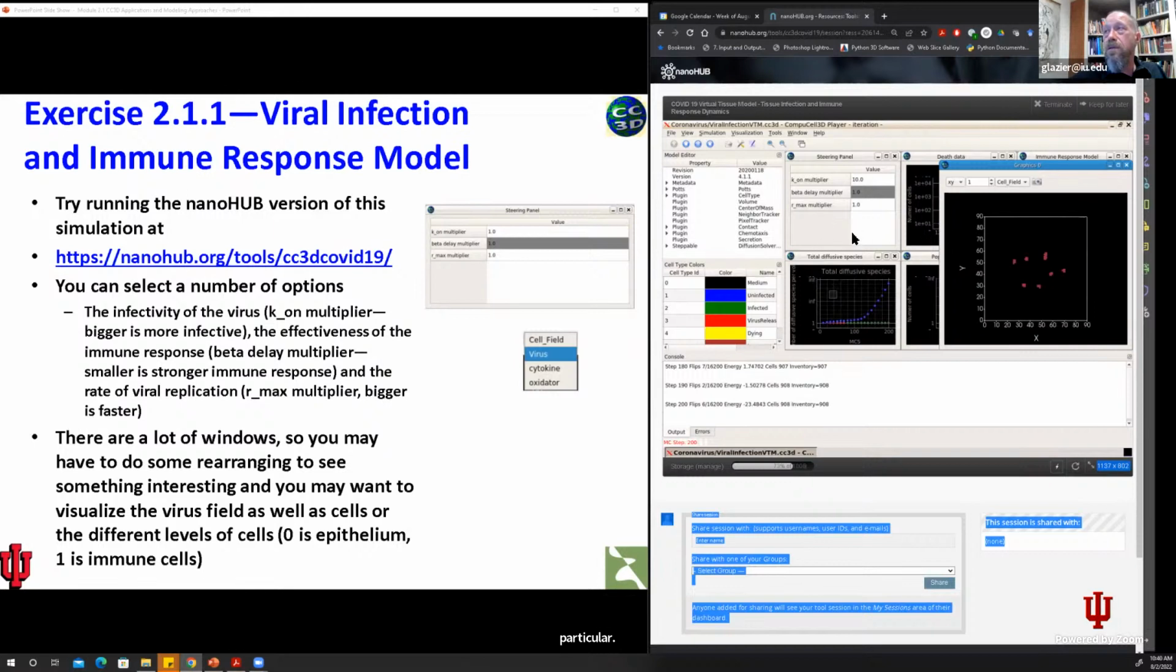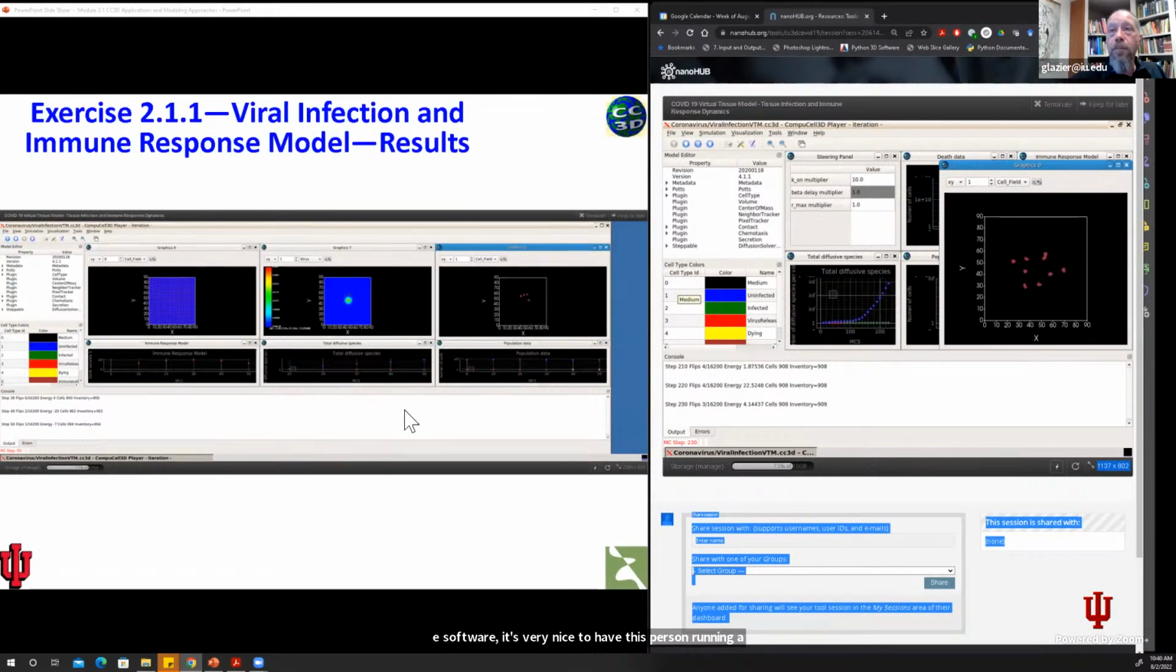Another thing that you'll see here is the steering panel, which allows you to change parameter values in the simulation while it's running. We'll show you a little bit later how to write those. They're not perhaps as useful for research software, but if you want to distribute software, it's very nice to have the person running the simulation be able to change things in a controlled way. You should have gotten something that looks like this. Here I created some additional windows to visualize the immune cells, the virus field, and the cell field at the same time. So you can play with those as we go.